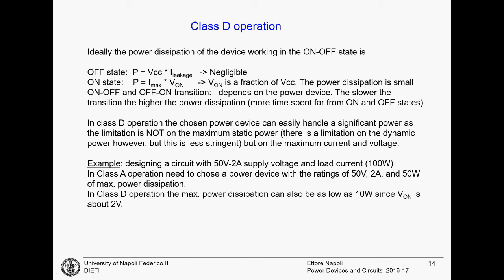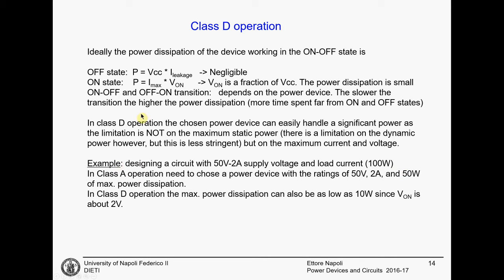Let's put in some numbers and make an example. Imagine you have to design a circuit with 50 volts of supply voltage and you want an output current of 2 amps, hence 100 watts of power. In class A operation, we need to use a power device that needs to sustain 50 volts, is able to handle 2 amps, and can dissipate, in the worst case, statically 50 watts of power.